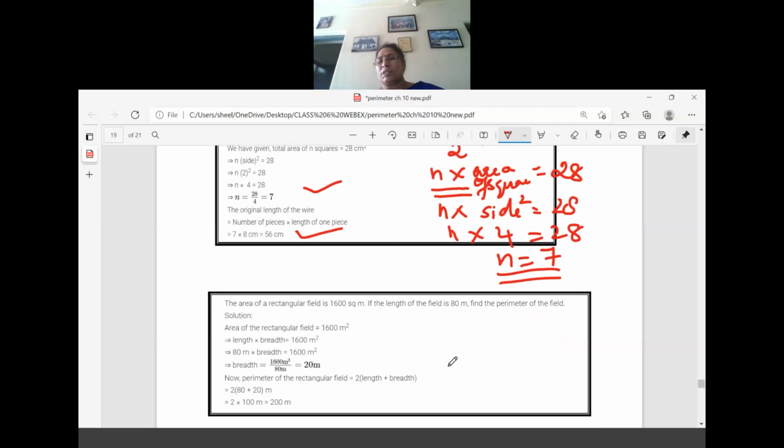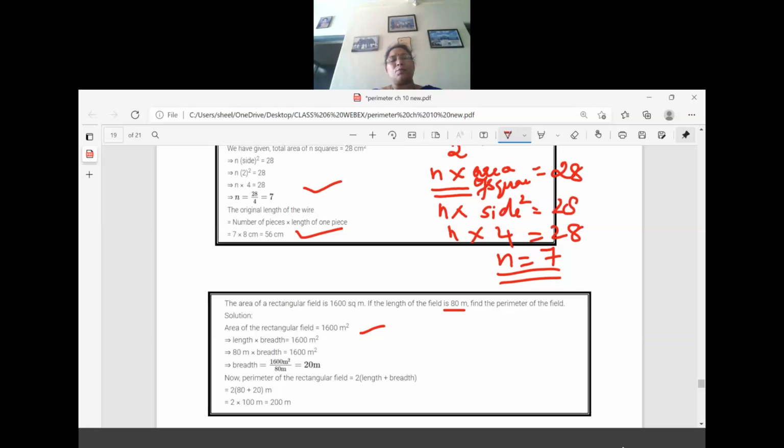The next question: the area of a rectangular field is 1600 square meter. Length of the field equal to 80 meter. Find the perimeter of the field only. So what is given in the question? Area is given. Area equal to 1600 meter square.